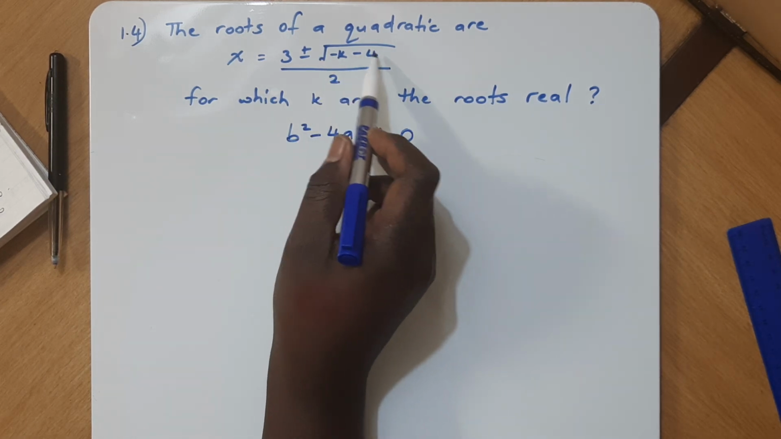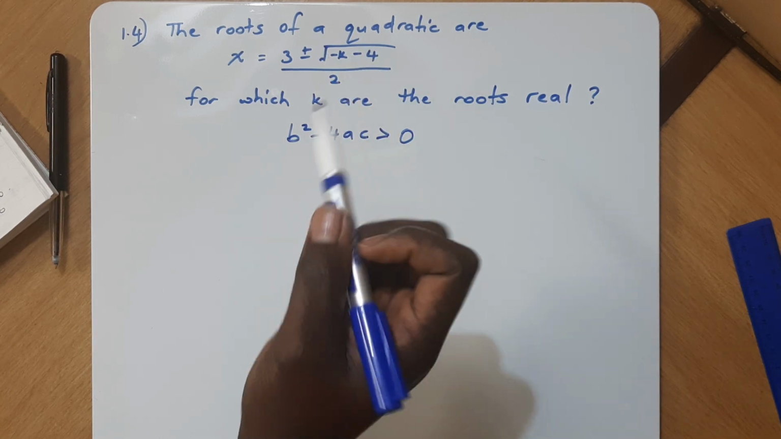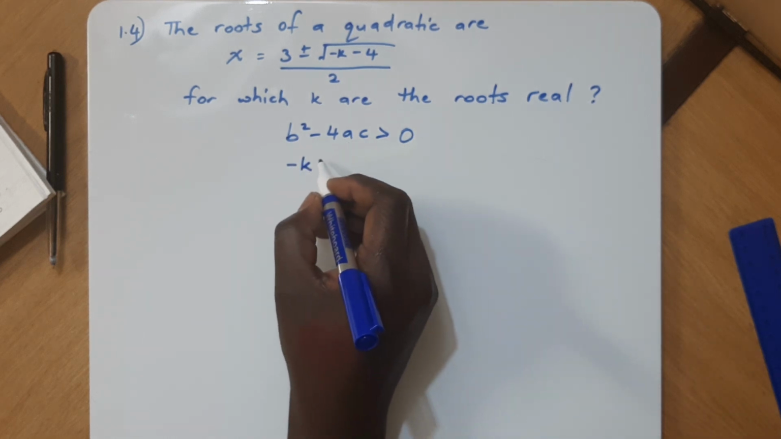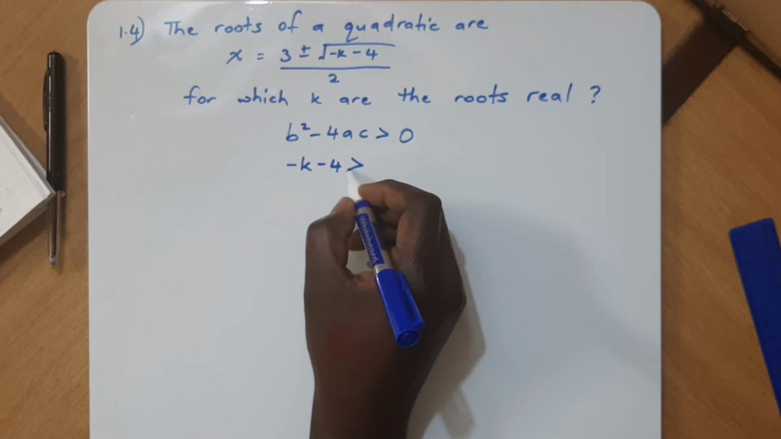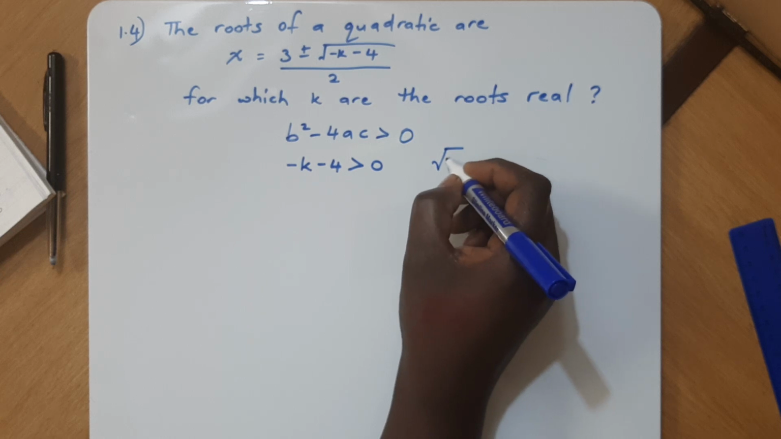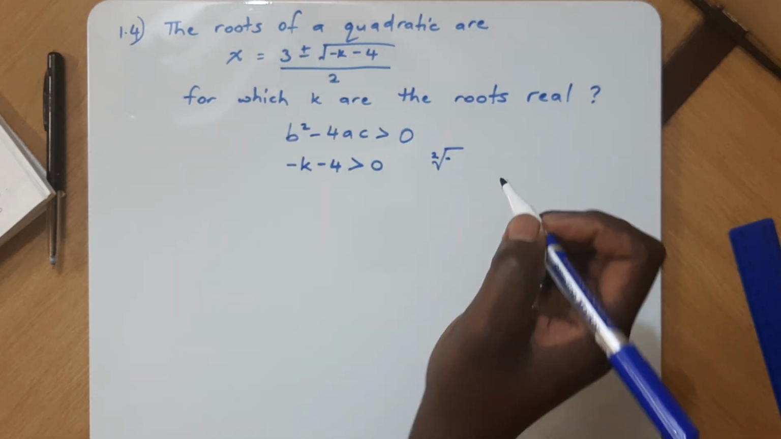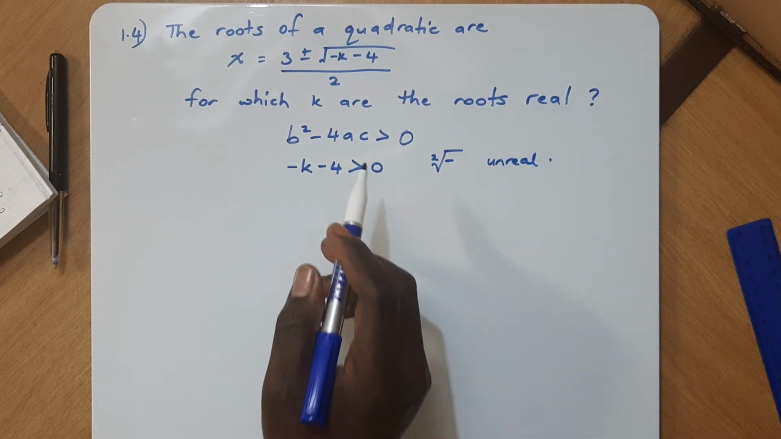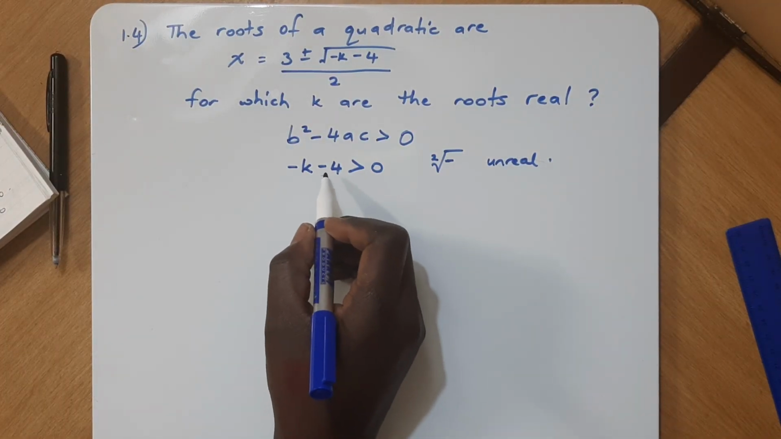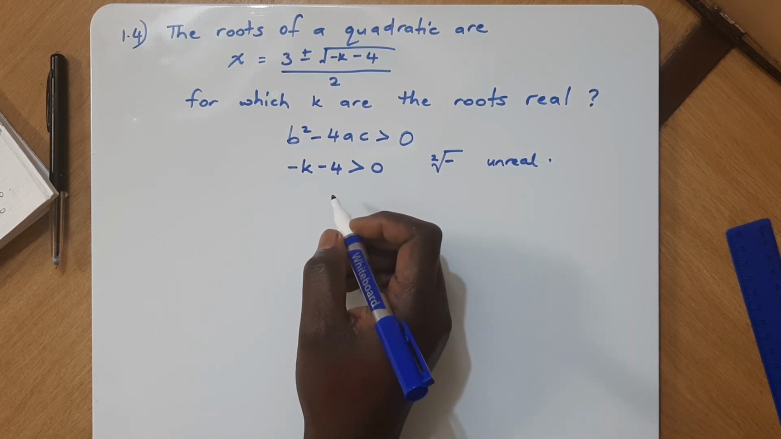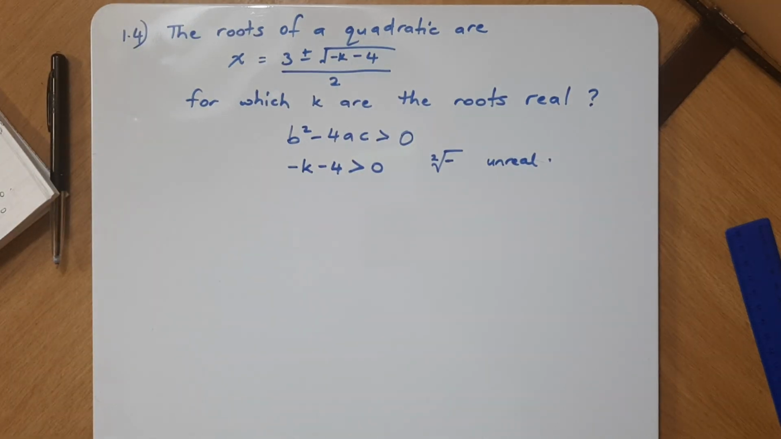So here, it means that the real roots will be where our minus k minus 4 should be greater than 0. And why is that? Because the square root of any negative number is unreal, doesn't exist. So that's why we need it to be greater than 0. Okay? So if our minus k minus 4 is greater than 0, then that is when our roots are real.